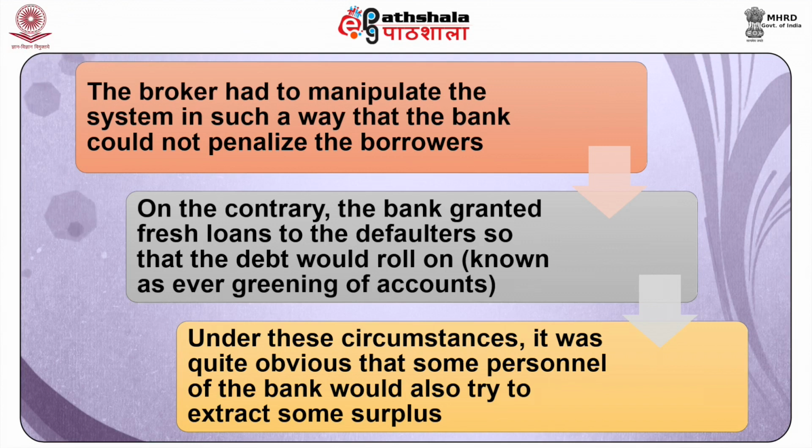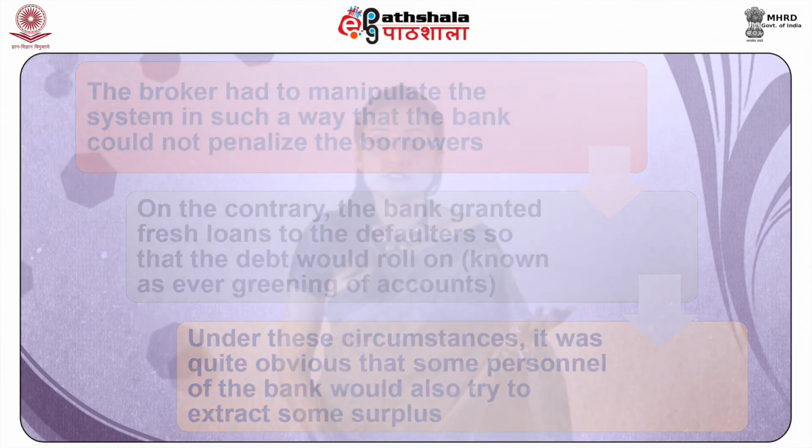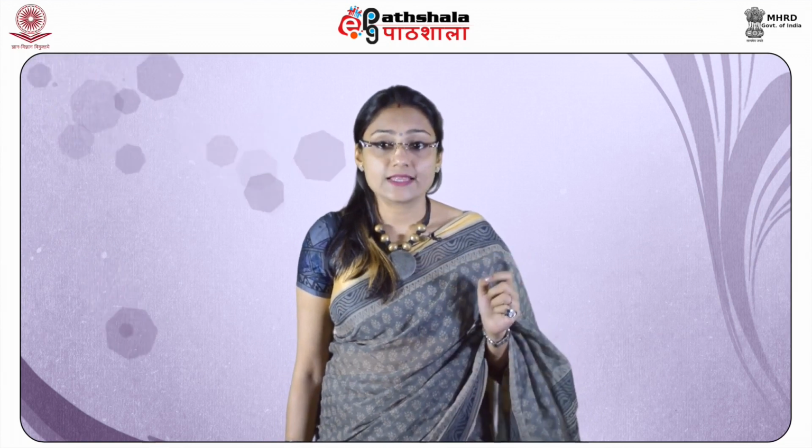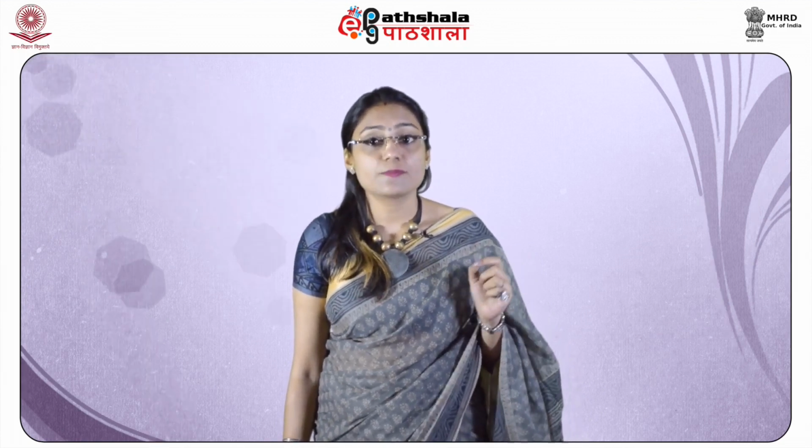Under these circumstances, it was quite obvious that some personnel of the bank would also try to extract some surplus. Thus, a new institution evolved. The institution involved a nexus of some personnel of banks, brokers and borrowers that would siphon off public money through manipulating banking machinery, state machinery, mobilizing political and local forces. The banks, on the other hand, showed the lost money or the rolling loans as normal assets. The banking institution and their institutional environment that evolved over the decades were therefore not supportive of healthy and innovative ways of making progress by the banks.